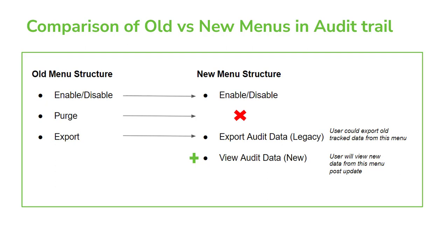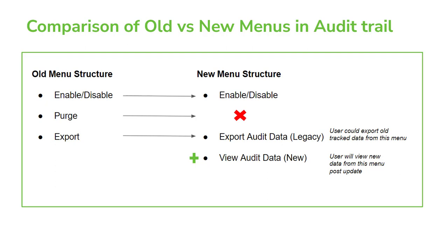Now let's talk about the export option, via which users export the tracked audit trail data. We have bifurcated this export menu in two menus based on audit trail data tracked before and after the version update 12.17.2. Names for the new menus would be Export Audit Data Legacy and View Audit Data New.